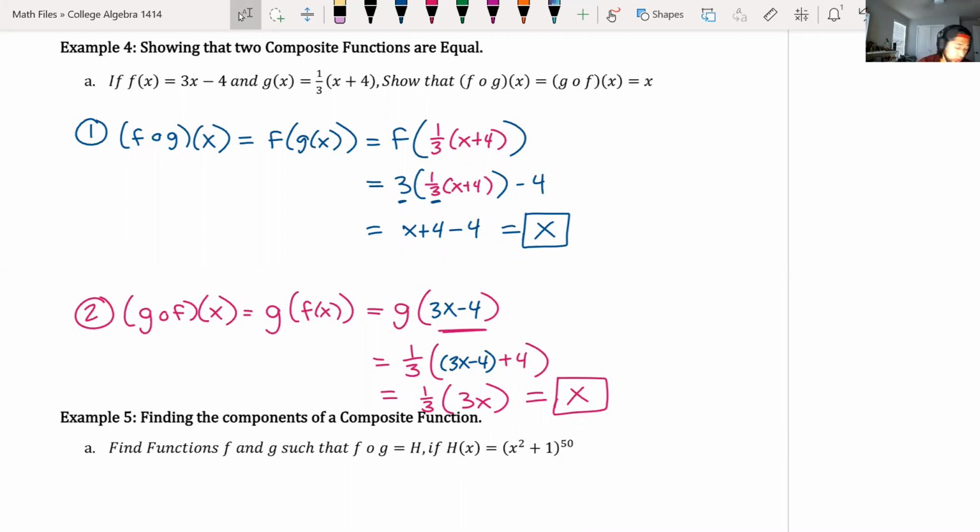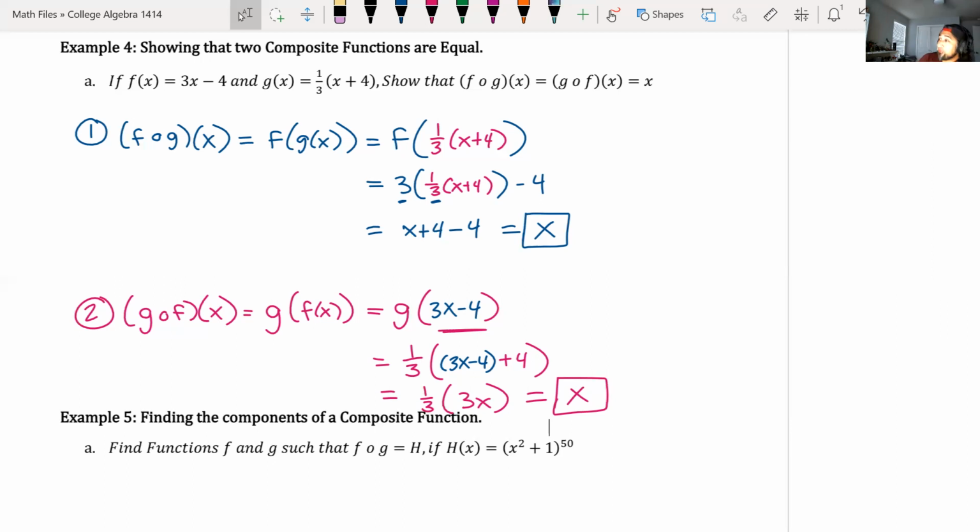And again, what this leads into is on the next section, this will show that those functions are actually inverses of each other. So we're just putting in the composition work today. Okay. Any questions on that process? All right.